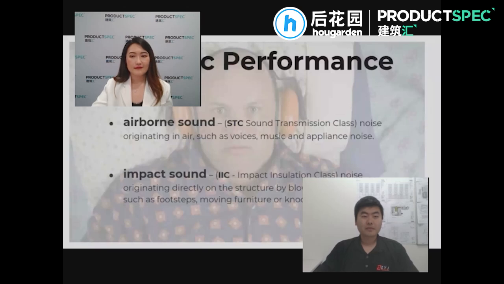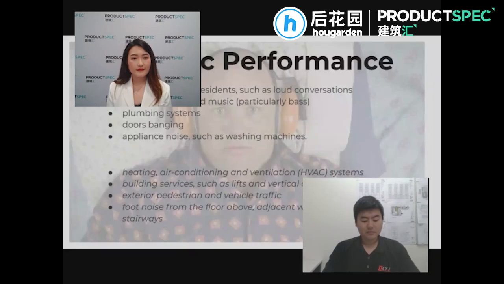There's nothing worse than a flooring system when you're walking upstairs and you can hear every footstep. They also need to be aware, when we're dealing with acoustics, the activities of other residents, such as loud conversations, televisions, loud music, plumbing systems, doors opening and closing, appliance noises. We also have to consider heating and air conditioning, ventilation systems, building services such as lifts and vertical pipes. For example, you don't want to hear someone flushing the toilet on the 3rd floor and you hear it on the ground floor. We also consider exterior pedestrian and vehicle traffic and foot noise.